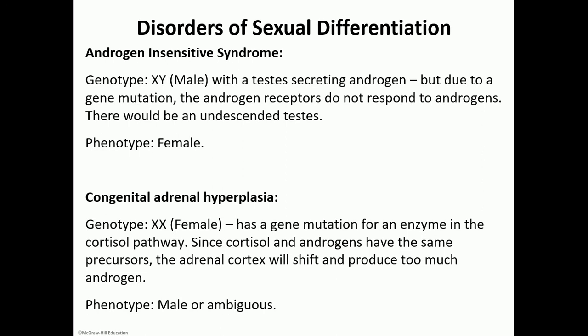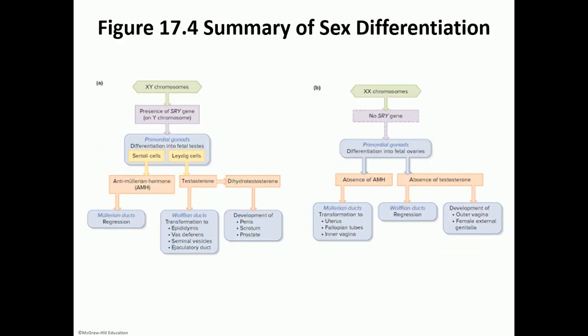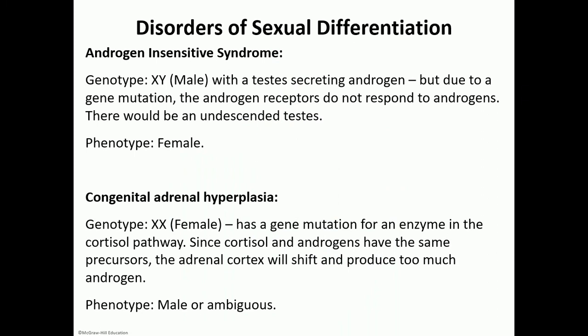So in these babies, they would have an undescended testis, and remember that testosterone is what stimulated the Wolffian duct to transform into the different parts of the male system. It also helped in the development of the penis and the scrotum and the prostate gland. So even though these individuals have testosterone, since the receptors are not responding to it, these structures are not going to develop. So phenotypically, looking at the baby from the outside, they are females. So that is one abnormality we want to talk about.